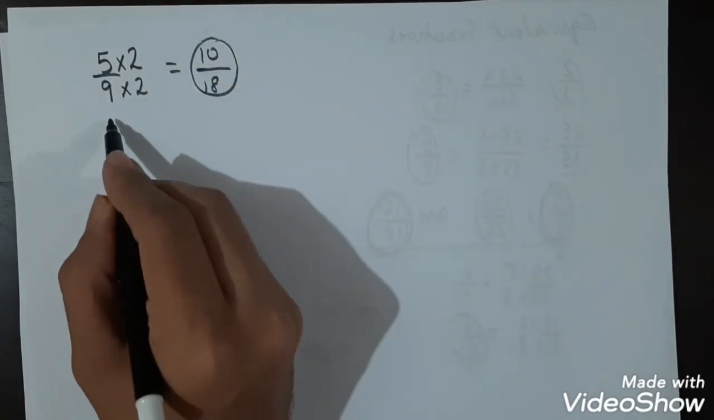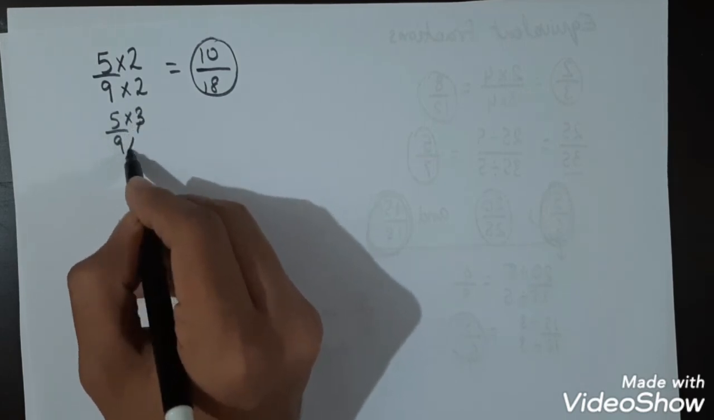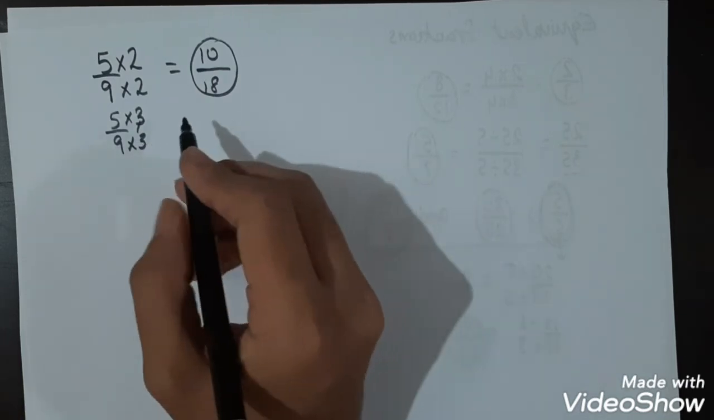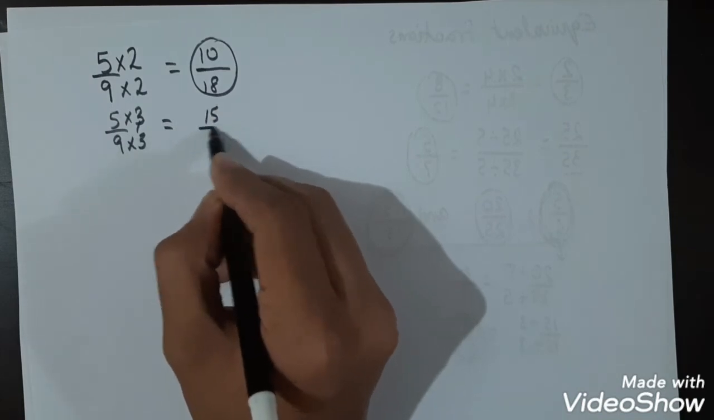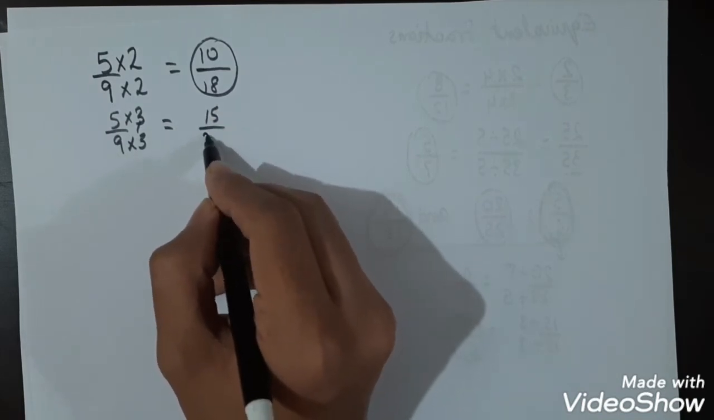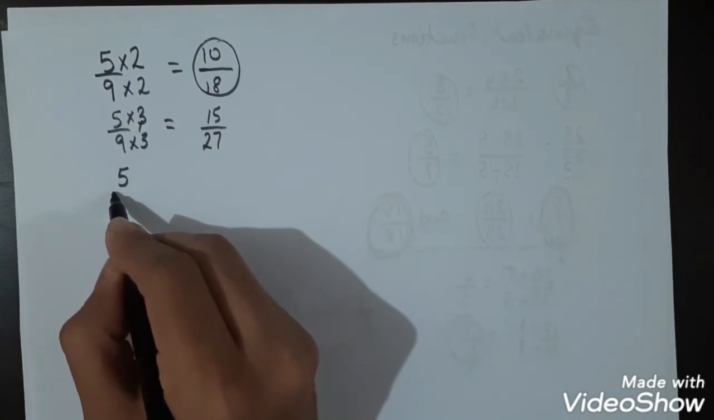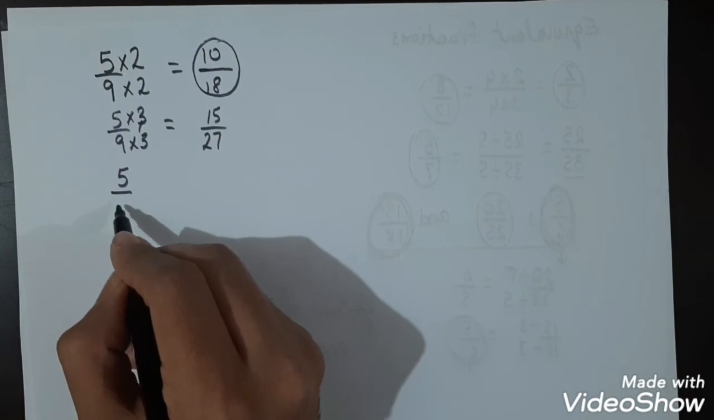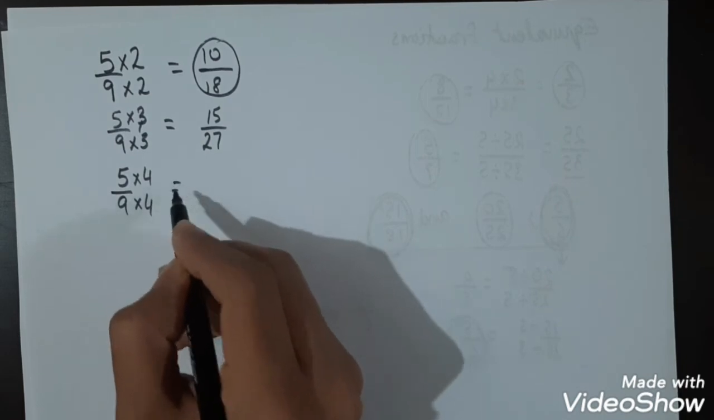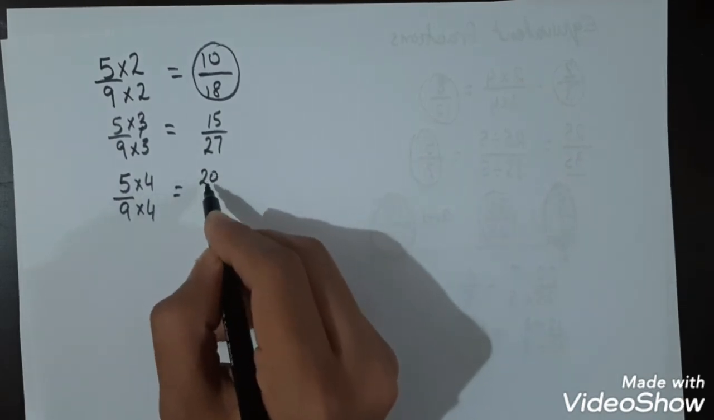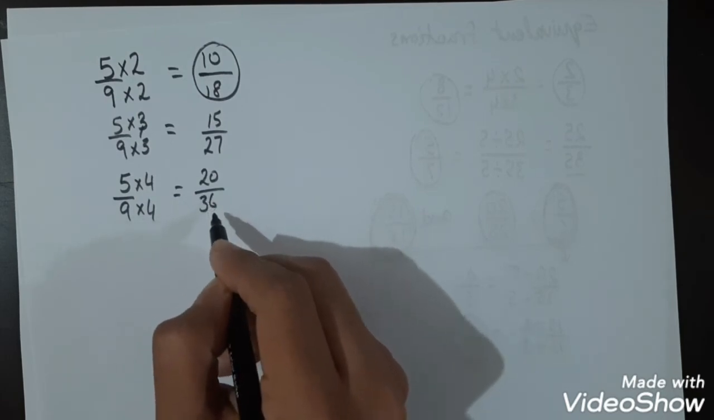Then the second equivalent fraction will be 5 over 9 multiplied by 3, both numerator and denominator. So 5 3s are 15 over 9 3s are 27. Then next is by multiplying both numerator and denominator by 4. So 5 times 4 and 9 times 4, which will be 20 over 9 fours are 36.